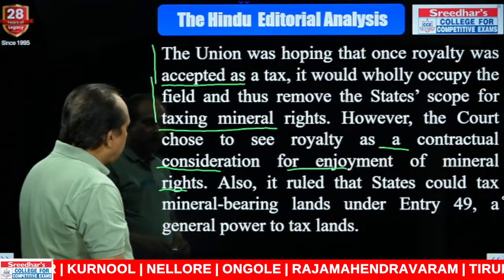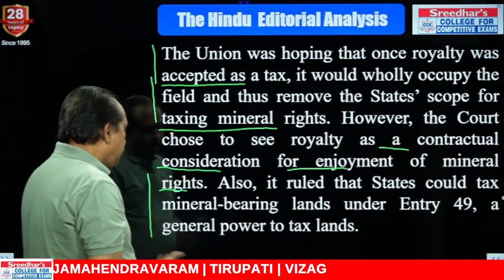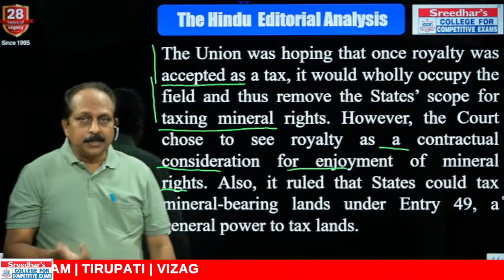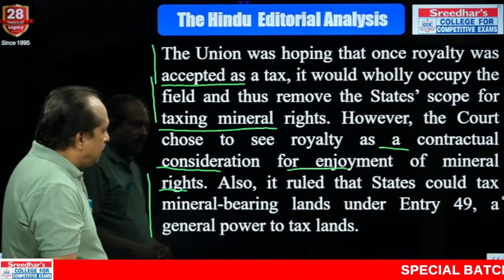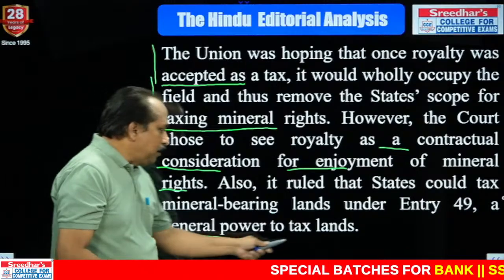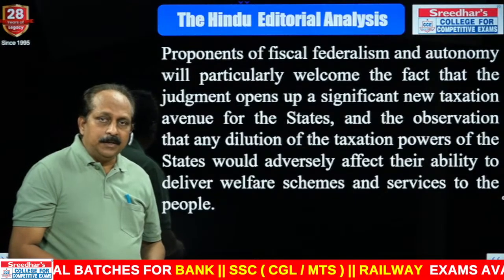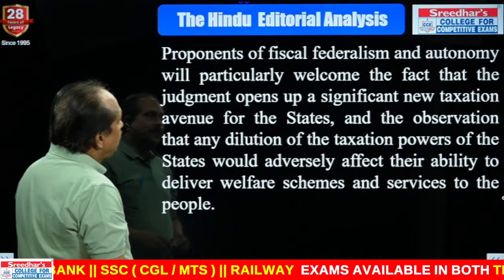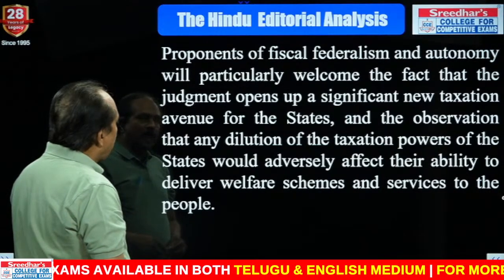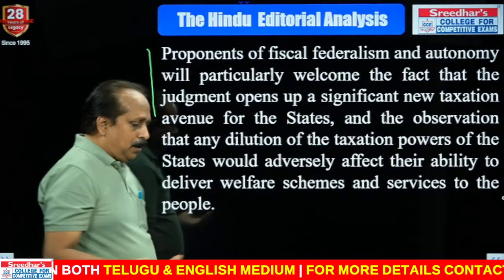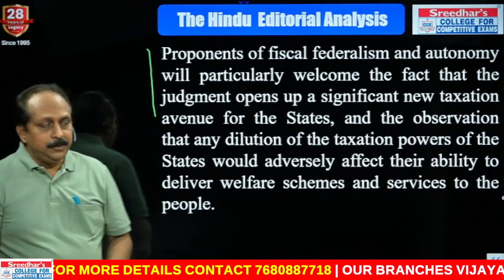Also, it ruled that states could tax mineral bearing lands under entry 49, a general power to tax lands. There are two entries. One is entry 50, the other one is entry 49. Based on entry 49, a state can tax mineral bearing lands. It's a general power to tax lands. That means states do have the right to tax mineral bearing lands. Proponents of fiscal federalism and autonomy will particularly welcome the fact that the judgment opens up a significant new taxation avenue for the states. What is the impact of this? Because of this, now states can impose tax on mineral bearing lands and they get a new source of revenue.